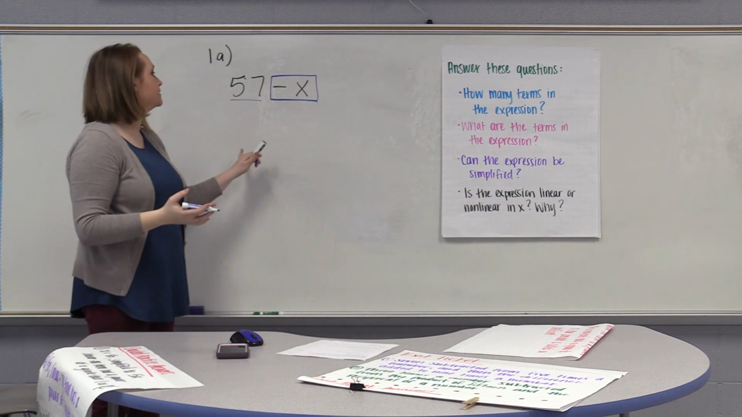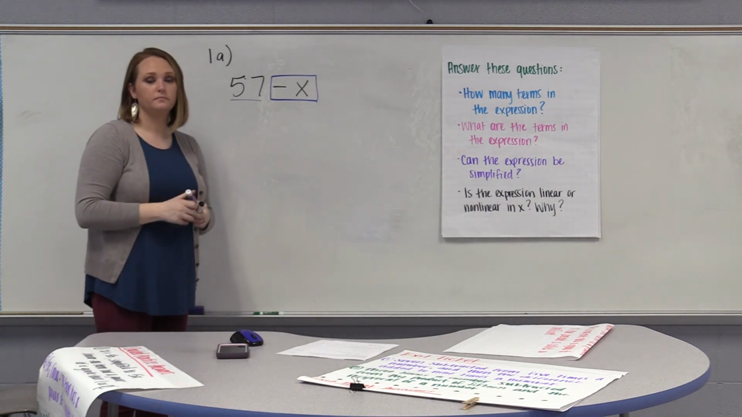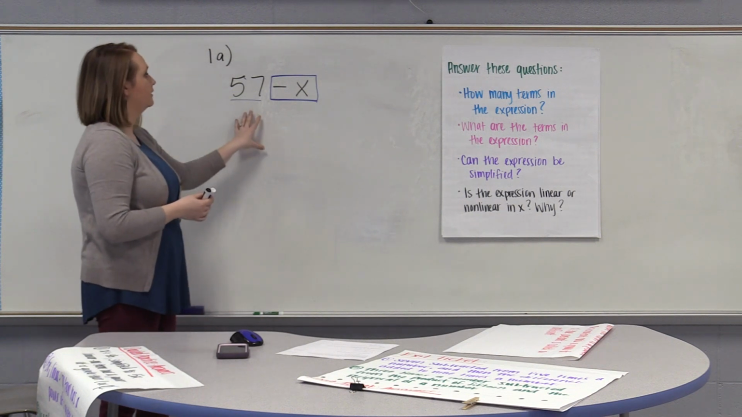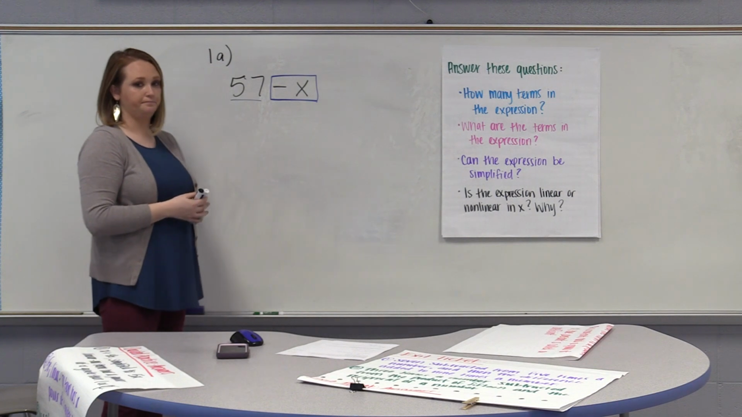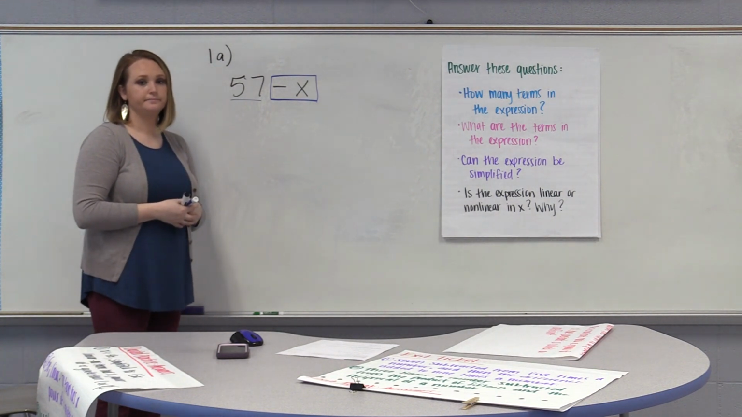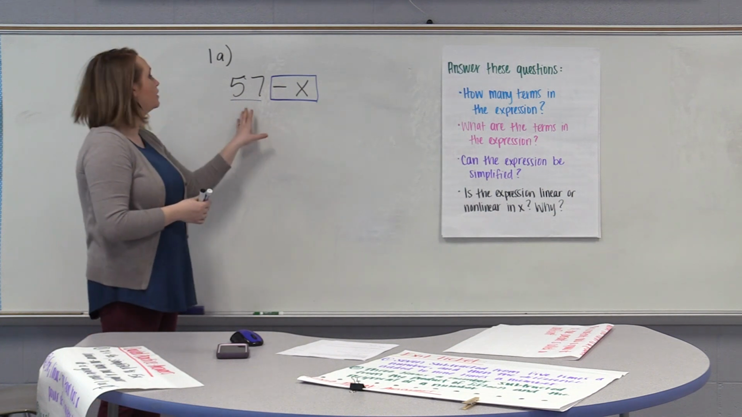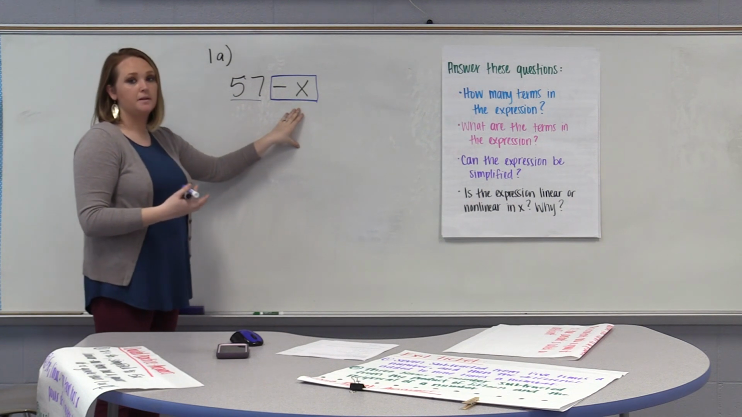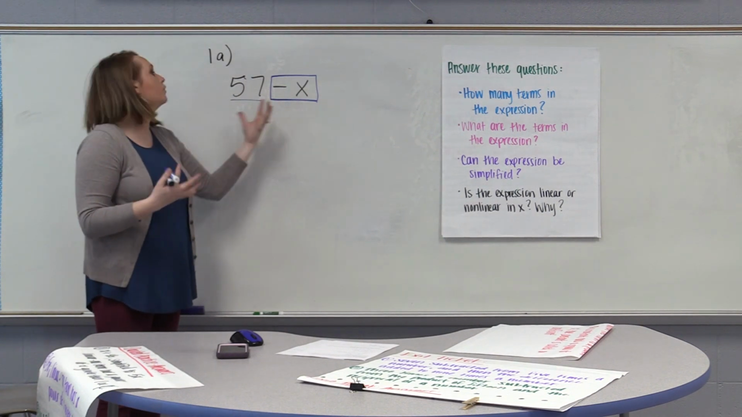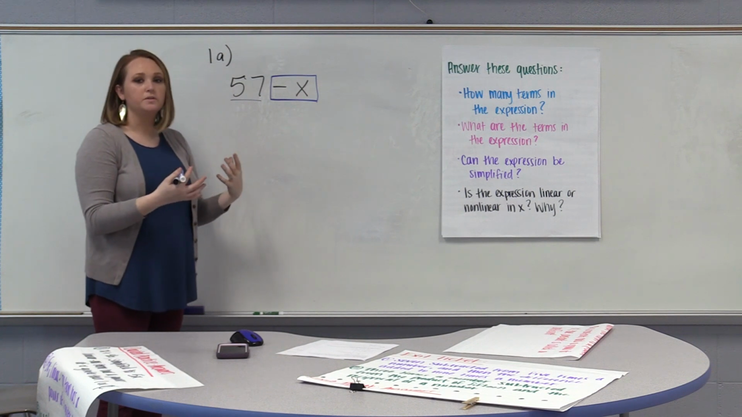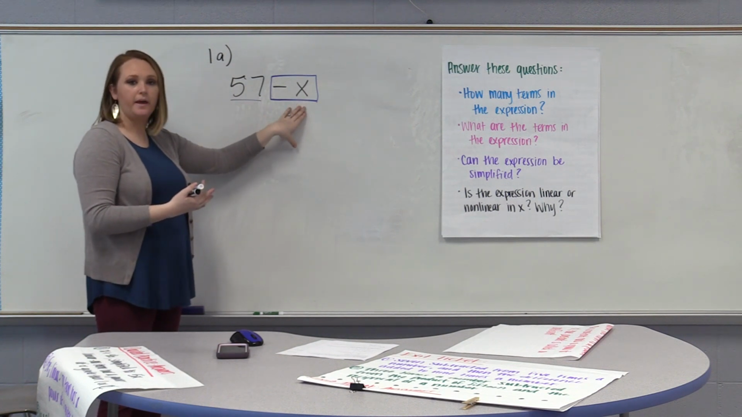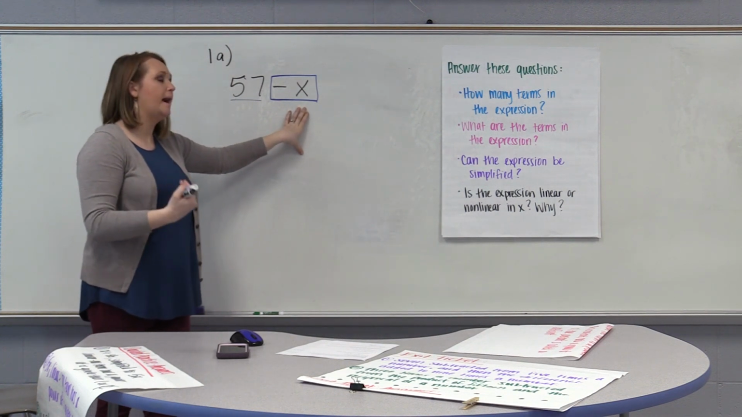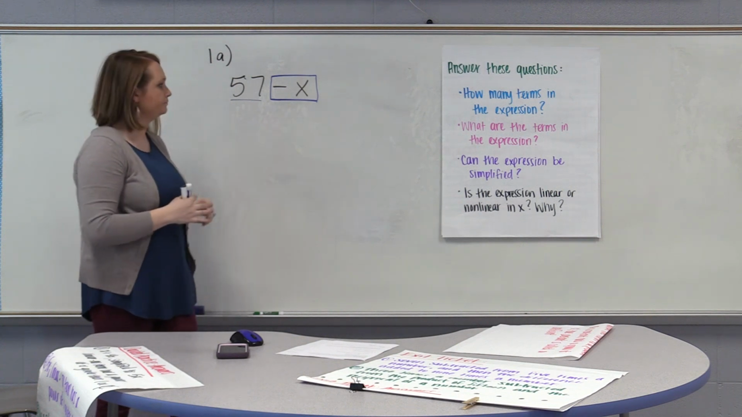Can this expression be simplified? No, there are no like terms to combine. Is the expression linear or nonlinear? Linear because the terms are a constant, 57, and the product of a constant and x, which are -1 and x. In other words, we multiplied -1 and x to get negative x. Also, you don't see what you would see with nonlinear expressions, and that is a power raised to anything greater than 1.